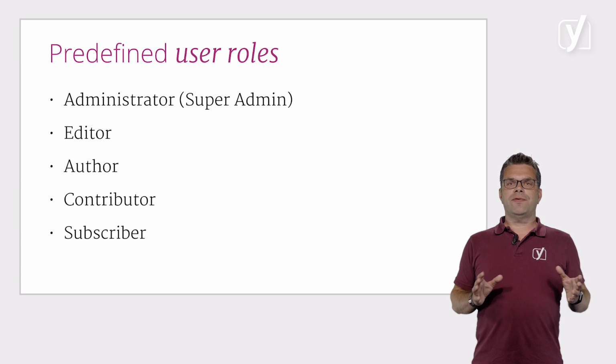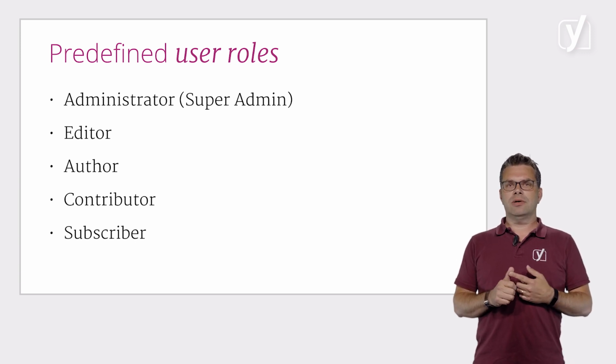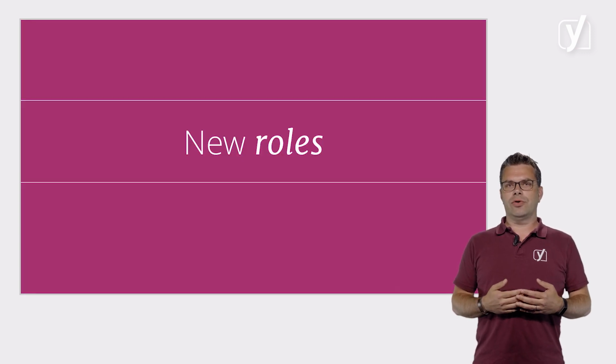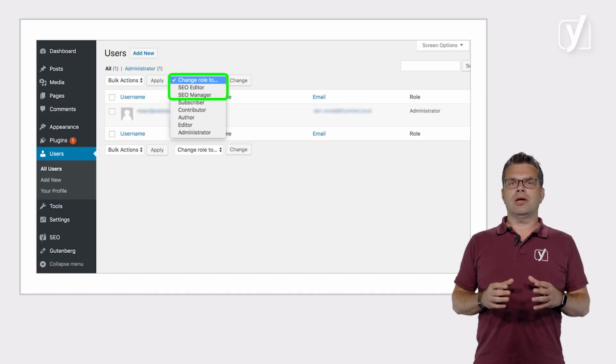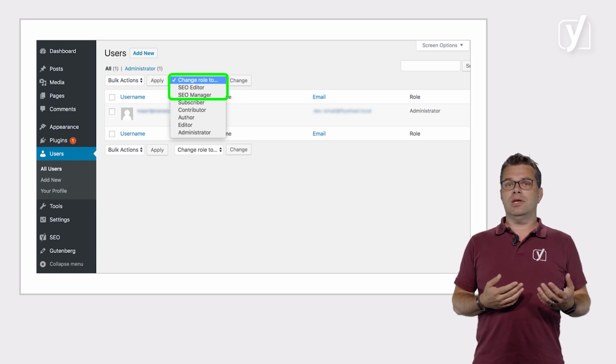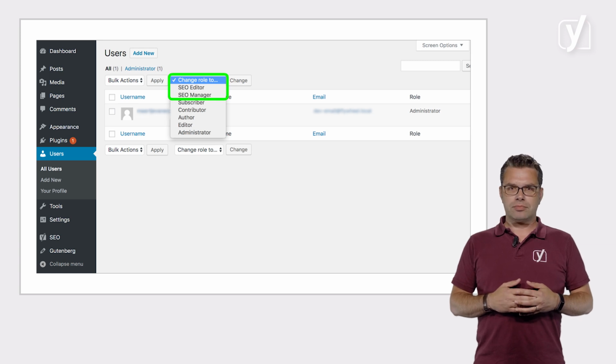Okay, so far we've discussed 5 predefined user roles in WordPress: the administrator or super admin, the editor, the author, the contributor and the subscriber. In addition to these predefined roles, developers can also create new roles. We did that for our Yoast SEO plugin, for instance. So don't panic when you find more user roles in your WordPress install than the ones we discussed in this video. They've probably been added by other plugins.